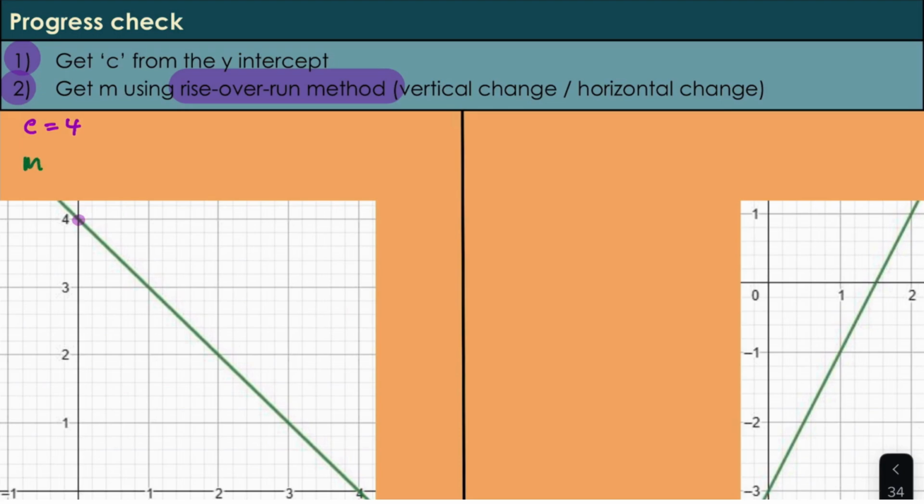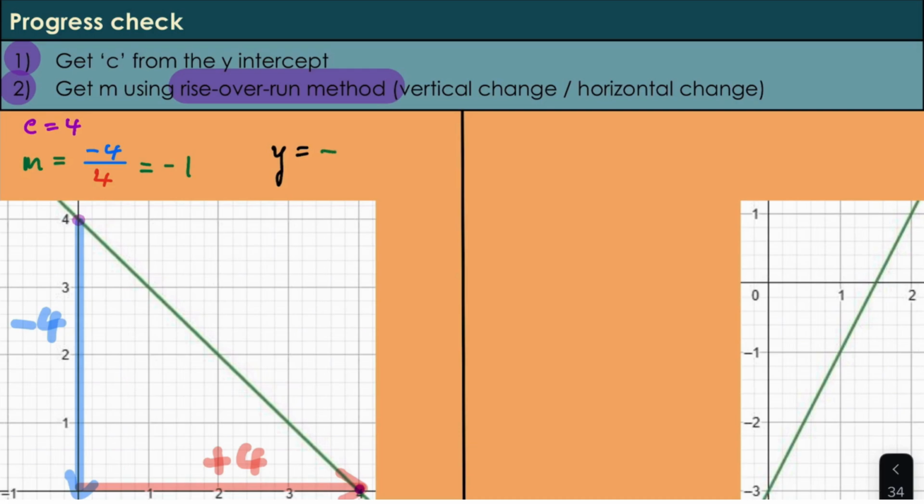Next, we need to get our m value. We have our y-intercept and we have our x-intercept at the bottom. First, we have the rise, but in this case, it is a fall. We fall down 4, so that's minus 4. And the run across, positive 4. We went 4 blocks to the right. So negative 4 divided by positive 4 is negative 1. We can now write our straight line equation. y equals negative 1x, but I'm just going to write negative x because we normally don't write the 1. And c is plus 4.